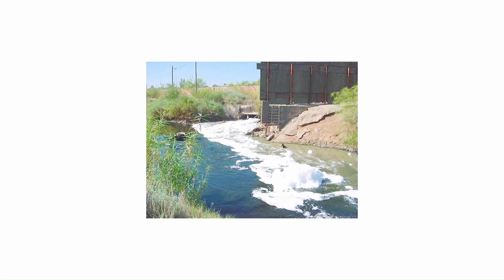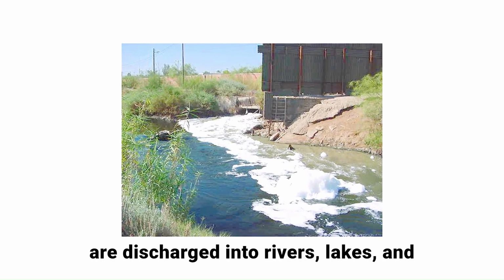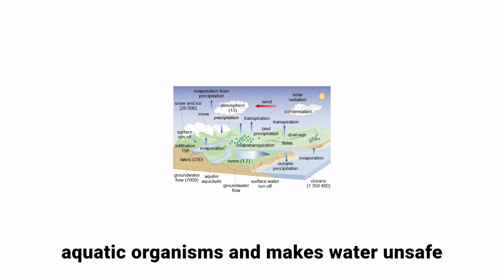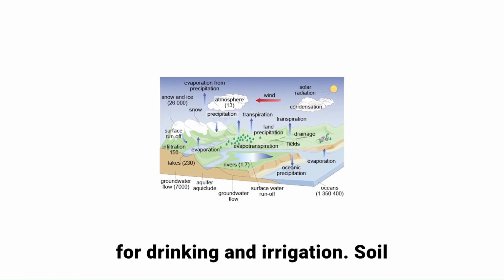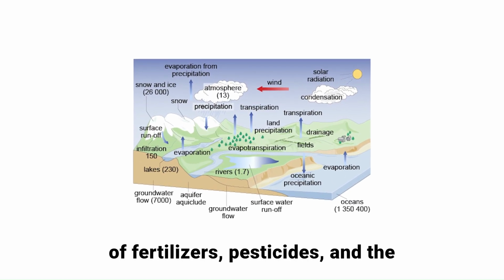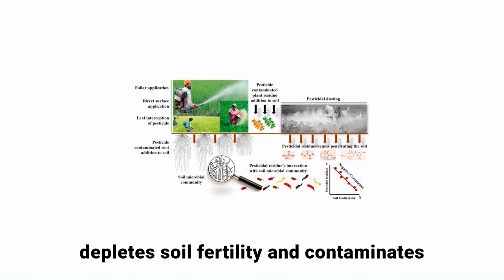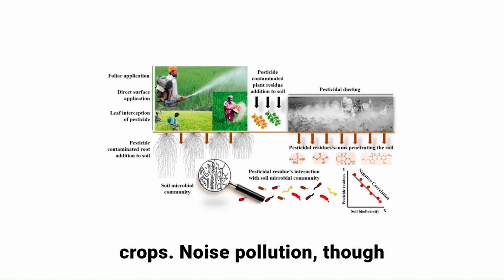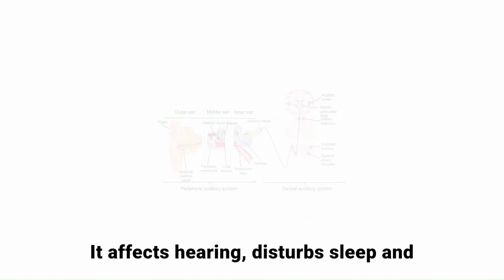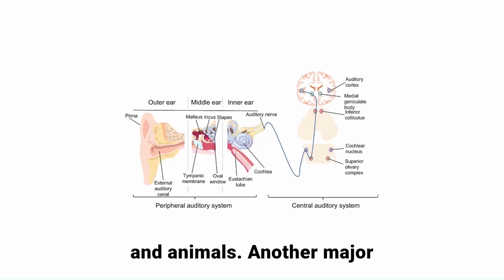These not only reduce air quality but also cause respiratory issues in humans and affect the health of animals and plants. Water pollution occurs when harmful chemicals, industrial waste, and sewage are discharged into rivers, lakes, and oceans. This leads to the death of aquatic organisms and makes water unsafe for drinking and irrigation. Soil pollution results from the excessive use of fertilizers, pesticides, and the dumping of industrial waste. It depletes soil fertility and contaminates crops. Noise pollution, though often ignored, is equally dangerous. It affects hearing, disturbs sleep, and increases stress levels in both humans and animals.